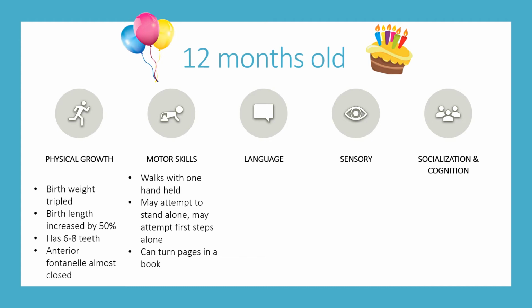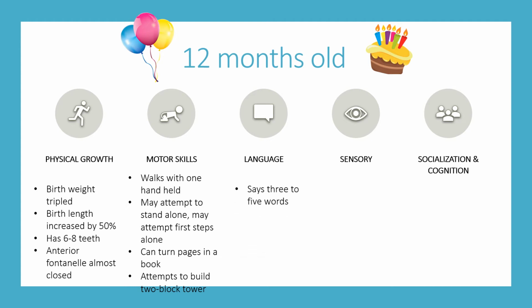It might not be one page at a time, but they can flip pages, multiple pages, especially if they're thin paper pages. They'll turn multiple at a time. If they have a thicker board book, it generally is a little bit easier to turn one page at a time. We're now starting to attempt to build things, so they can stack 2 blocks or 2 cubes on top of each other to build a small tower.